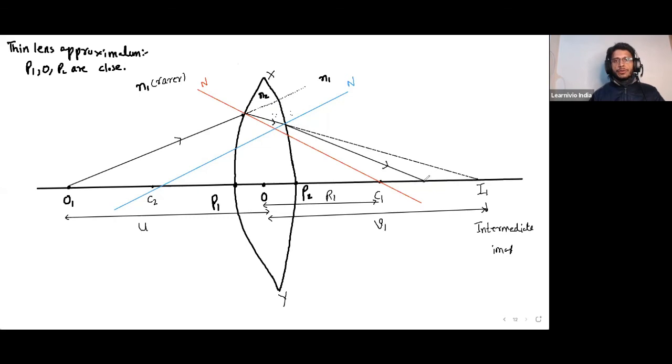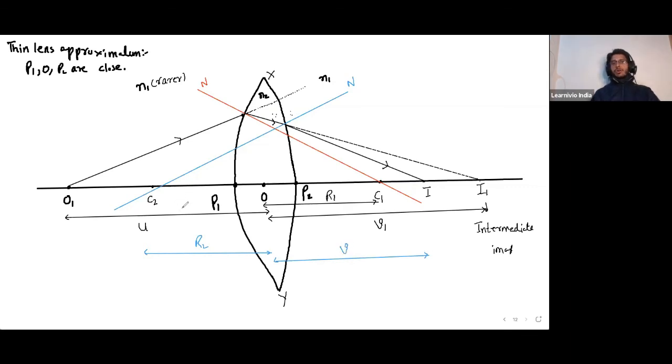This will be your final image. This is what you see through a lens. For the second surface, this I1 is the object, and this I is the image. I'm using another color to mark these distances. This distance is R2 and this distance is V.